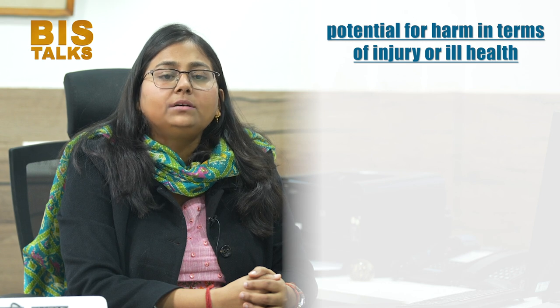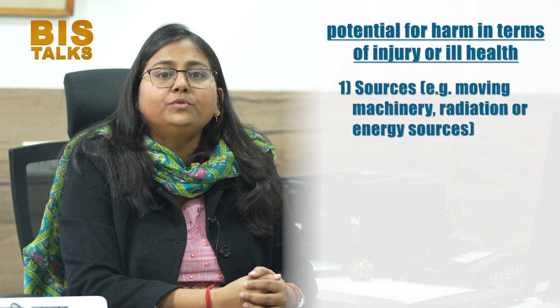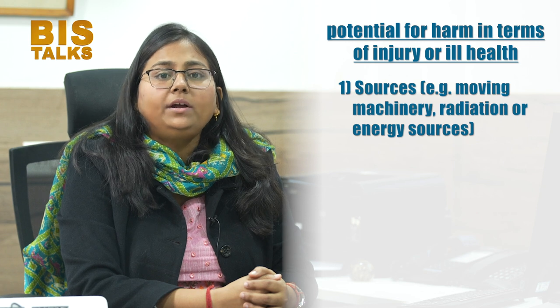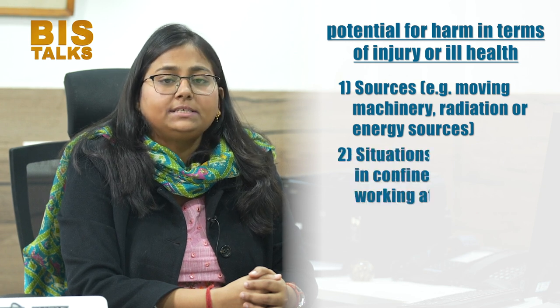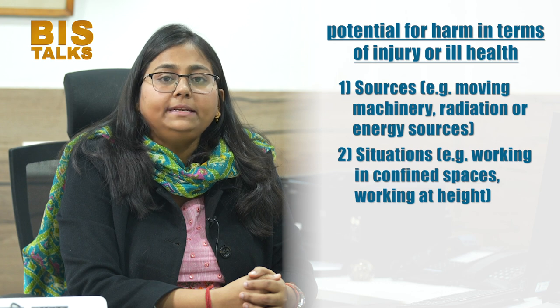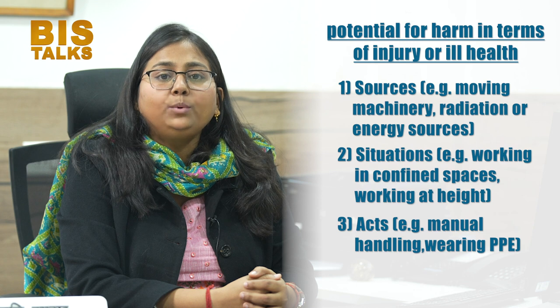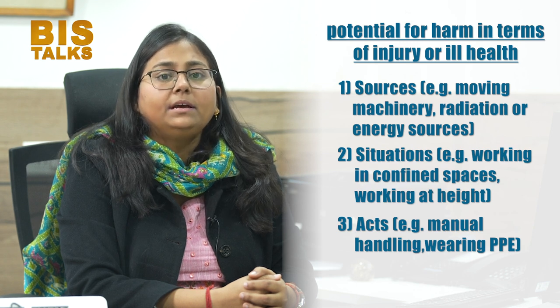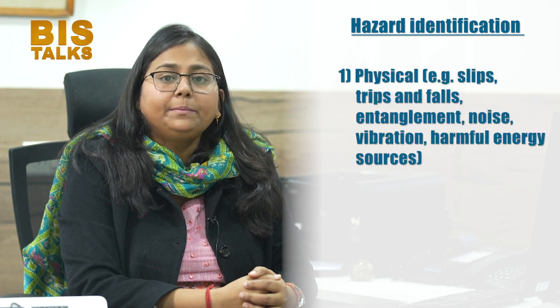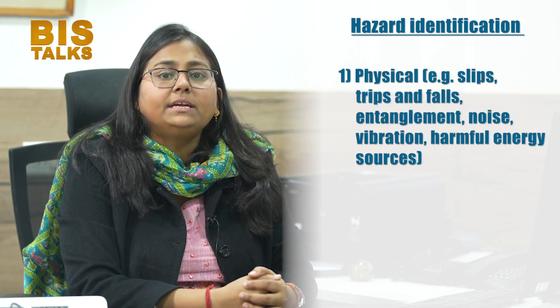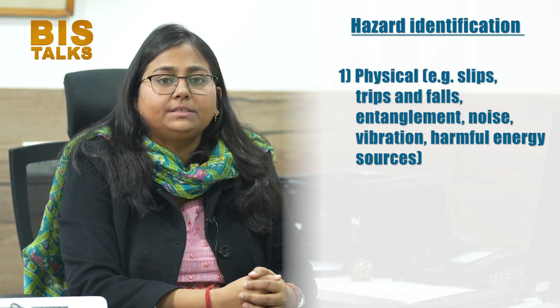Examples include sources, for example moving machinery, radiation or energy sources. Situations, for example working in confined spaces, working at height. Acts, for example manual handling, wearing PPE. Hazard identification should consider the different types of hazards in the workplace including physical, for example slips, trips and falls, entanglement, noise, vibration, harmful energy sources.